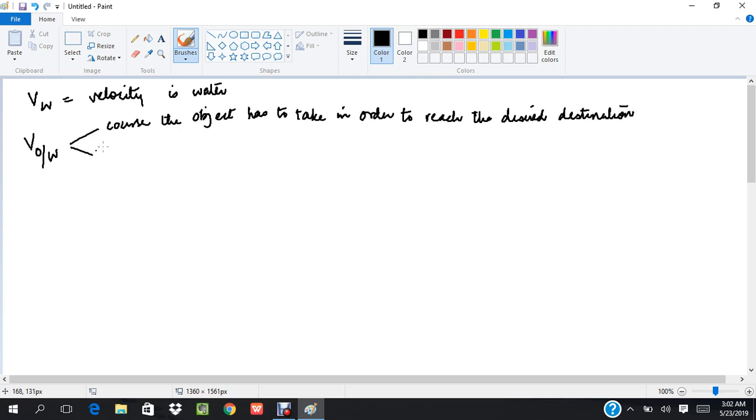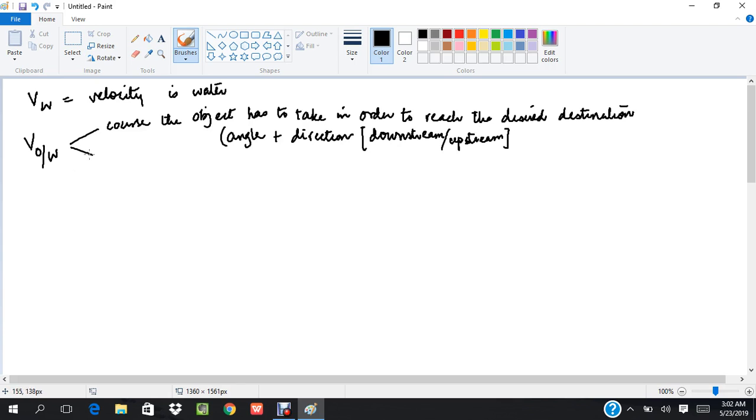Obviously in that case we'll have to know the angle that the object makes in the beginning as it starts its motion, and whether the object is steered in an upstream direction or a downstream direction, because these are the two directions of a river in river crossing problems. So when we are talking about the course, we'll have to mention the angle as well as the direction. The directions are either downstream, that is along the flow of the water, or upstream, that is against the flow of water.